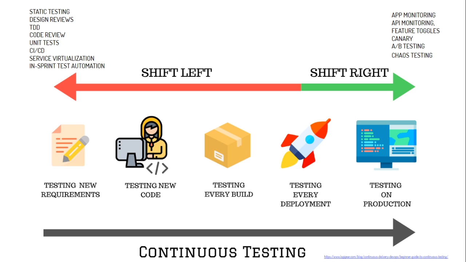Let's start with shifting left. How you can test early and prevent bugs, right? And how you can give early feedback. Agile and DevOps is all about giving early feedback. So some of the activities that you need to do to shift left are static testing, right?